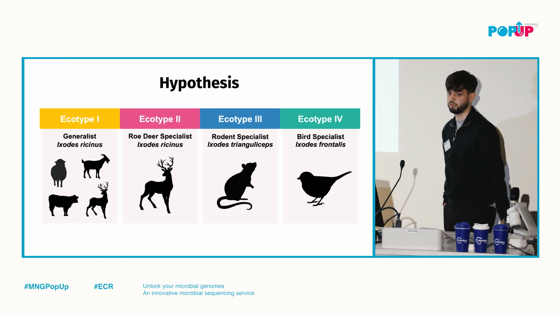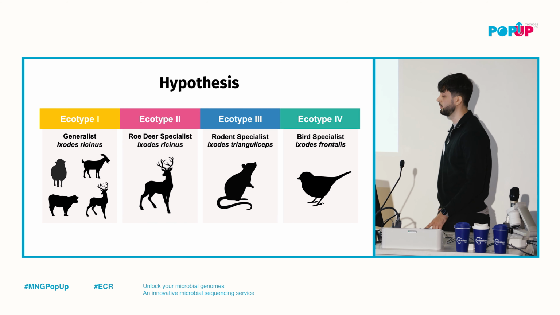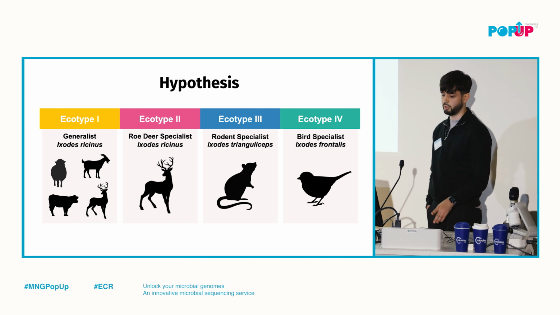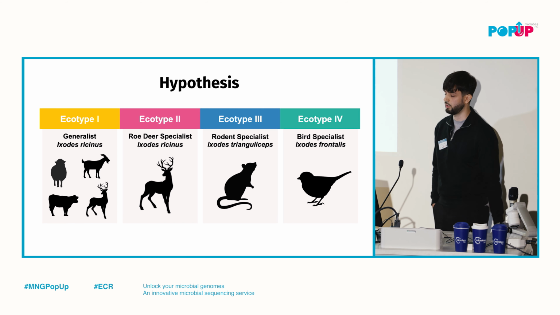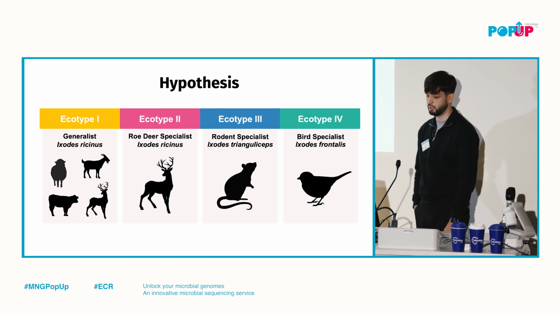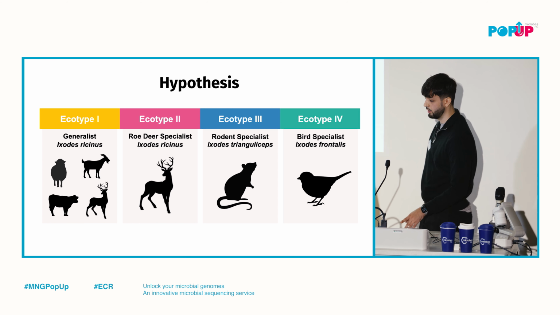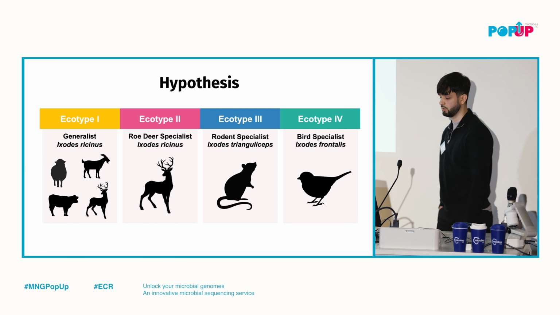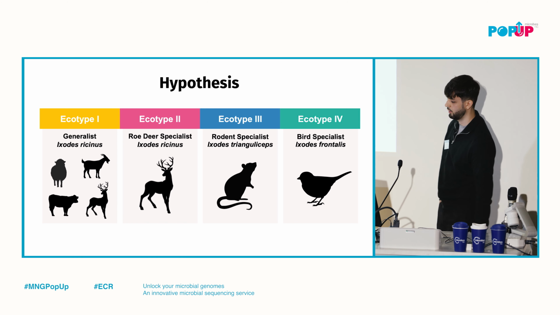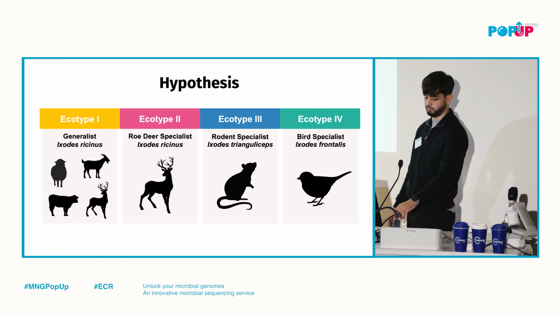Which leads me on to the hypothesis of this project. We believe that ecotype 1 is a generalist ecotype vectored by Ixodes ricinus and is responsible for the vast majority of veterinary infections. We think ecotype 2 is a roe deer specialist, also vectored by Ixodes ricinus. We think ecotype 3 is a rodent specialist, which is vectored this time by Ixodes triangulariceps. And ecotype 4 is a bird specialist, vectored by Ixodes frontalis.